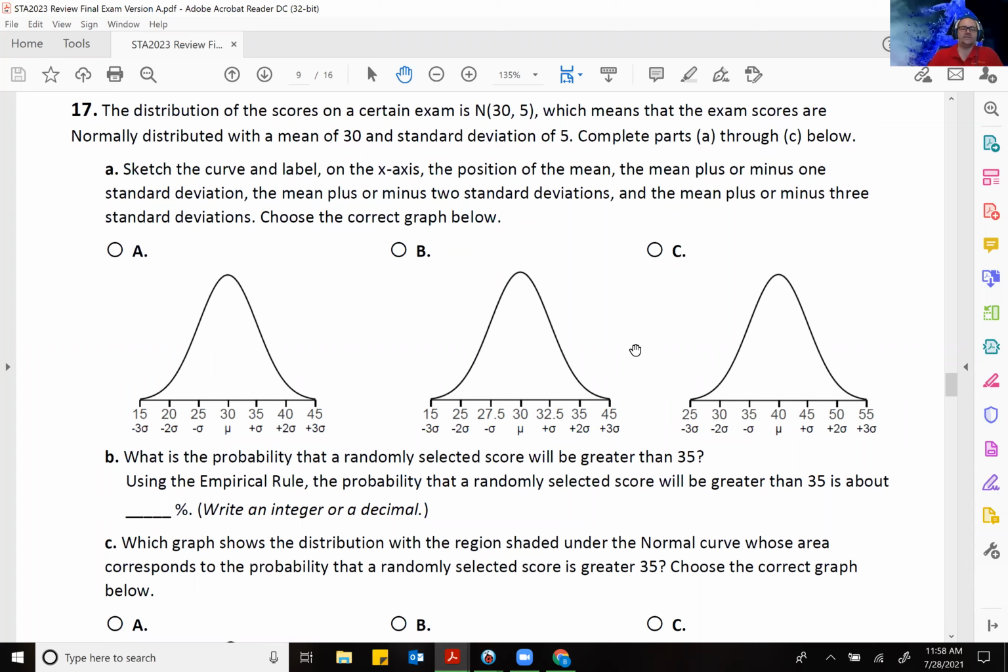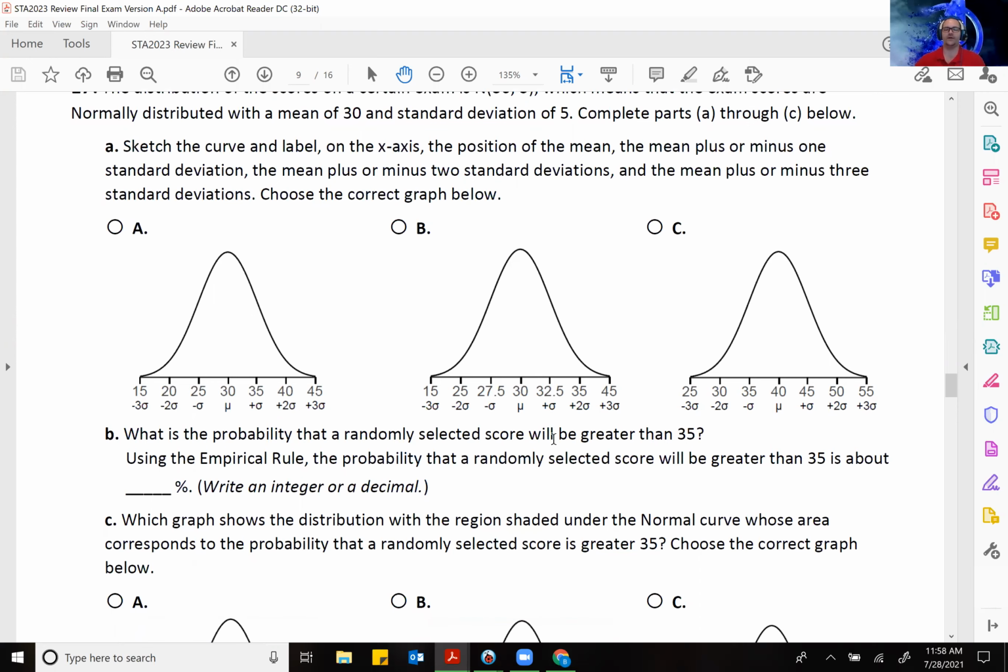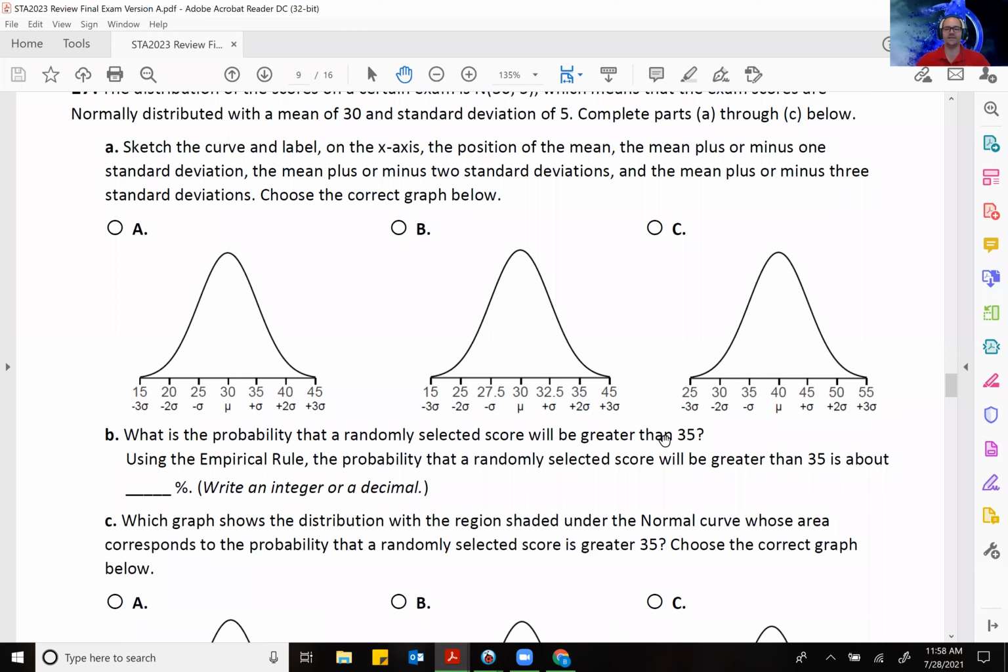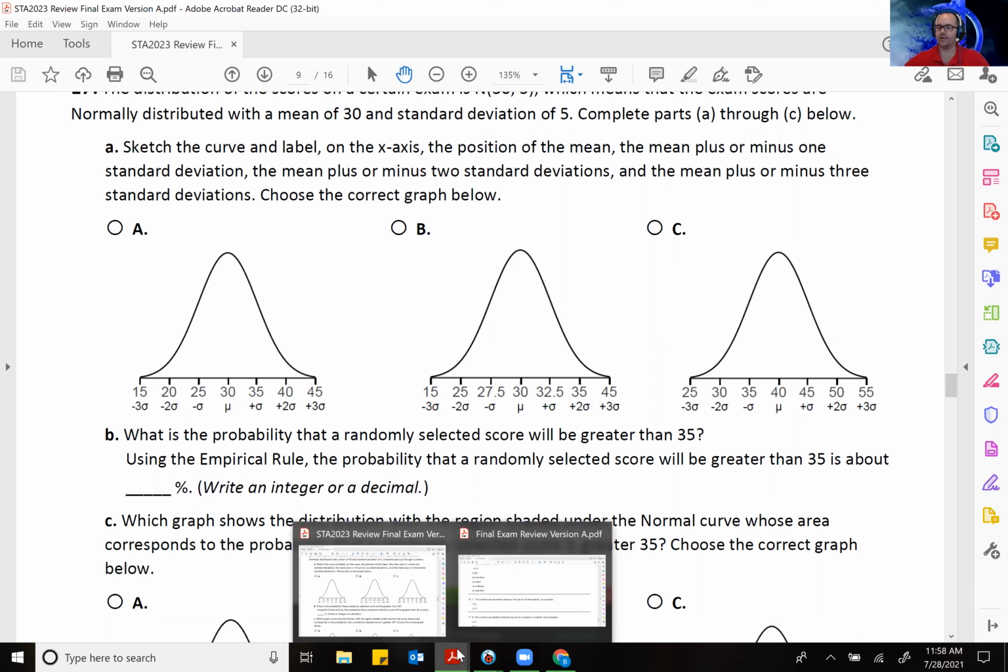All right, so part B says, what is the probability that a randomly selected score will be greater than 35? And it says we can use the empirical rule on this. 13.5. Well, let's go and take a look. So it says greater than 35. We want to be greater than 35.